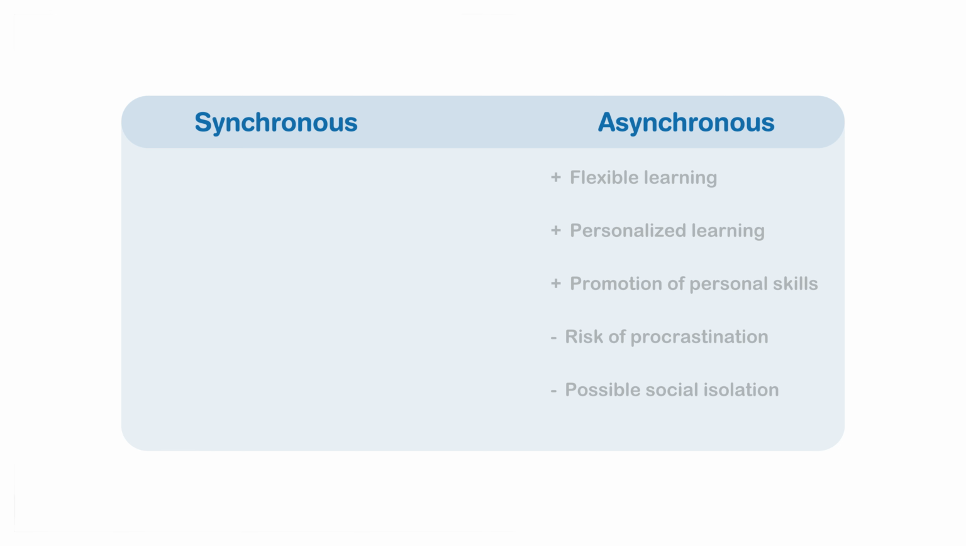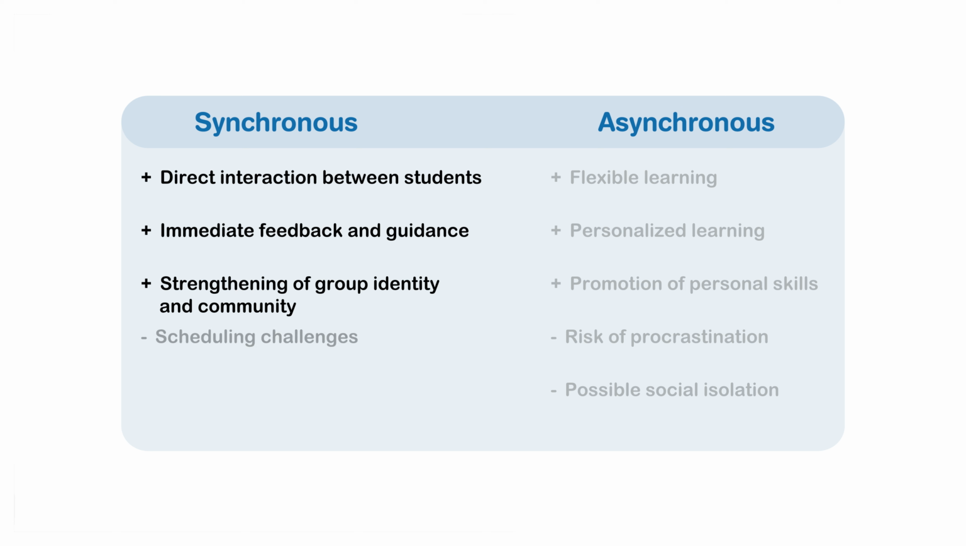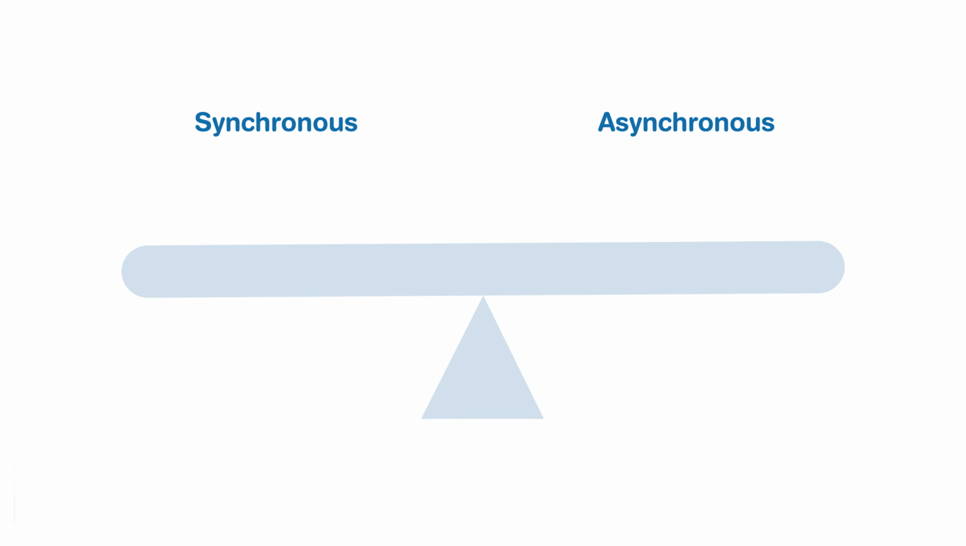Synchronous learning happens live, providing peer discussion and collaboration, immediate feedback and guidance from the teacher, and a stronger sense of community. However, it demands students' coordination and may be difficult to manage across schedules or time zones. The most effective programs find the right balance, combining flexibility and connection.